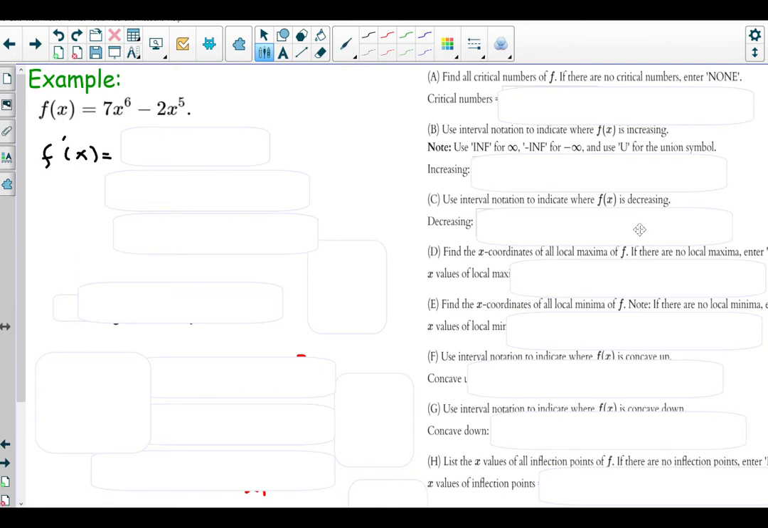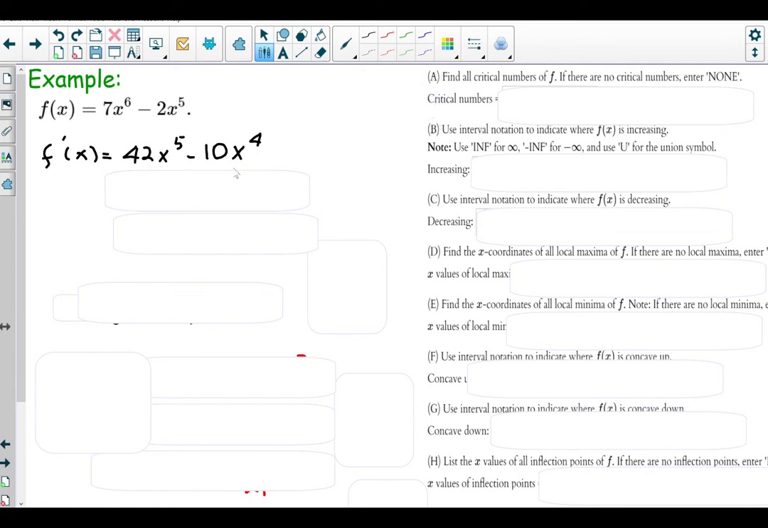Okay, so we learned from the last few segments that to get information about increasing, decreasing nature of the graph or relative max or min, we need to take the first derivative and set it equal to 0. So we do it for this function. So we get 42x to the 5 minus 10x to the 4. And we set that equal to 0 to solve for our x.